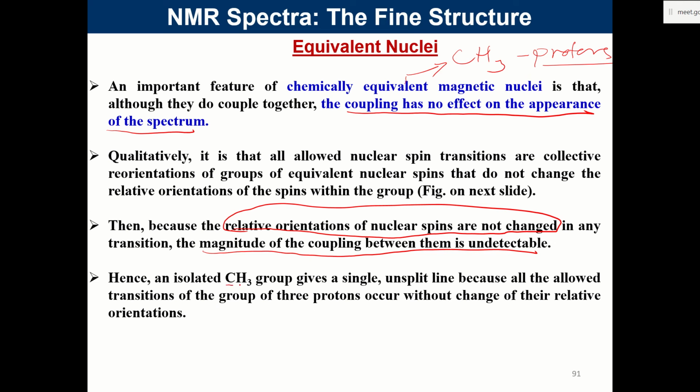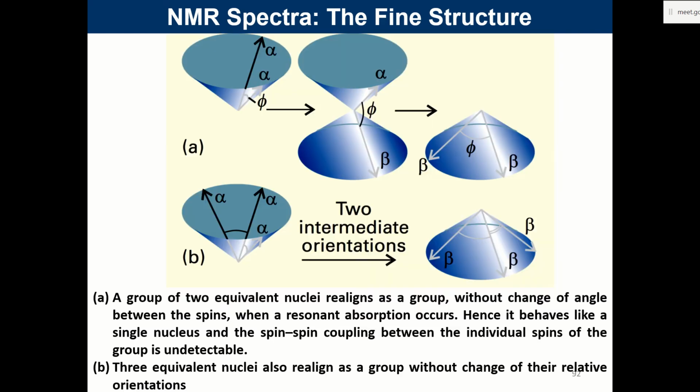So an isolated CH3 group gives a single unsplit line, because during all the transitions of the 3 protons, when you irradiate with a radio frequency signal in a magnetic field, there is no change in the relative orientation. So this is what we are talking about.